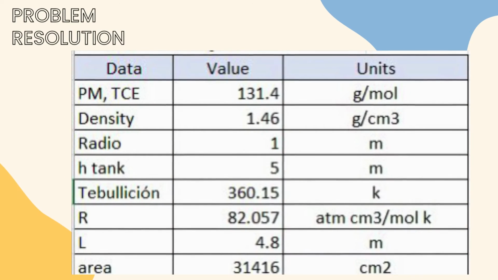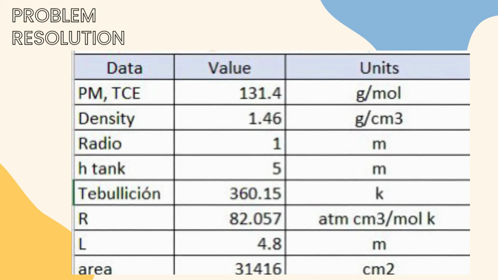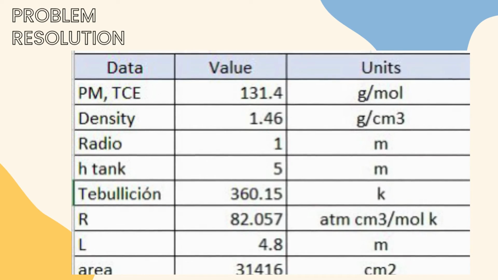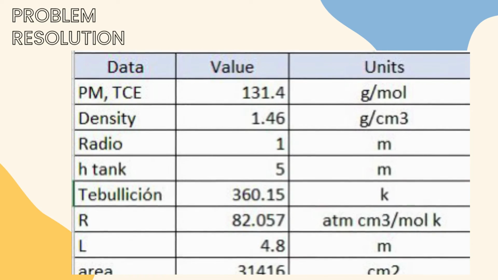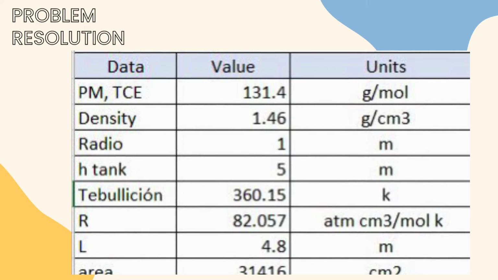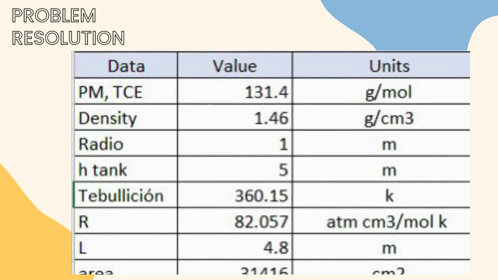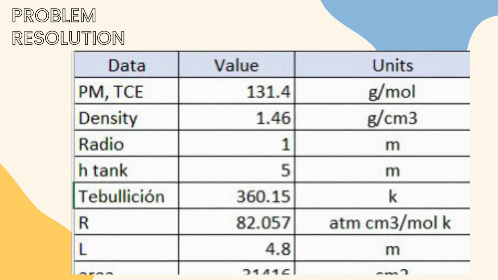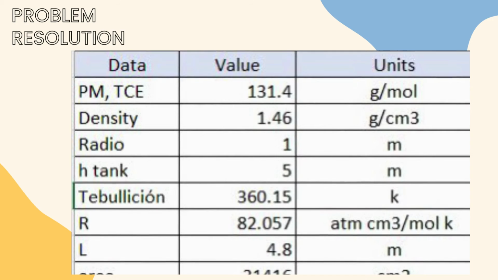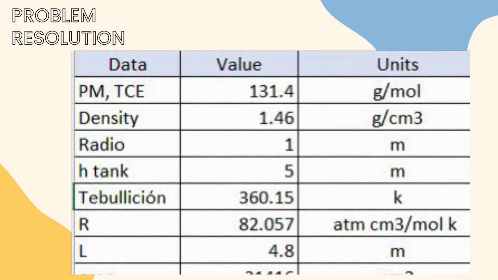In order to solve this problem, it is necessary to use a mathematical model related to transport processes, in which various known equations and parameters are used in order to find the result. First of all, the greatest amount of useful data must be identified. These parameters are shown in this table: molecular mass, density, radius, height, temperature, constants, length, area, etc.